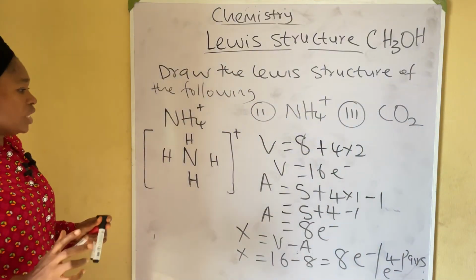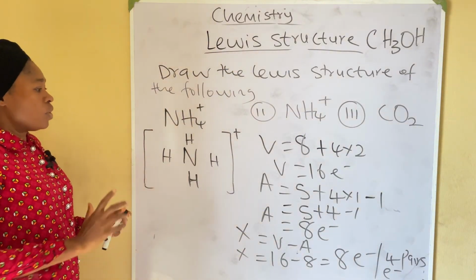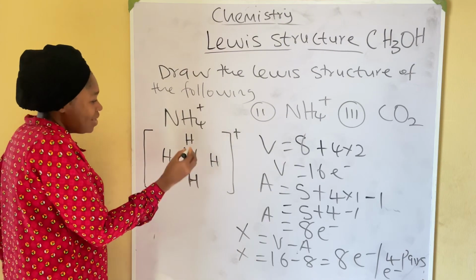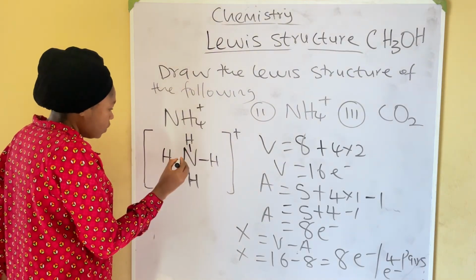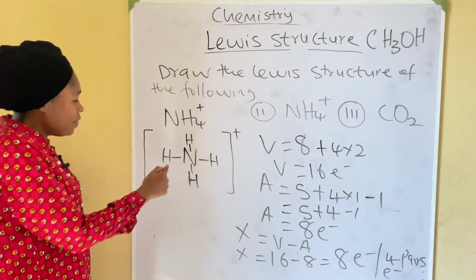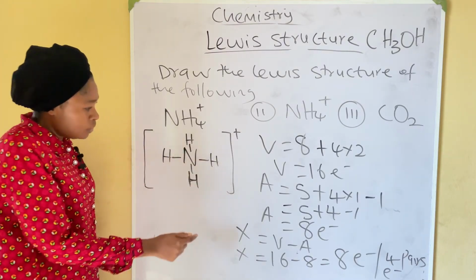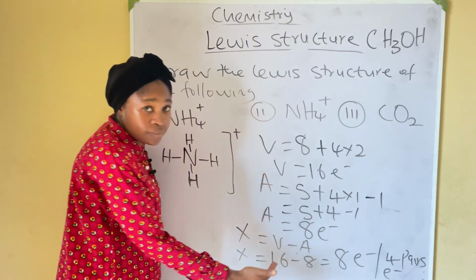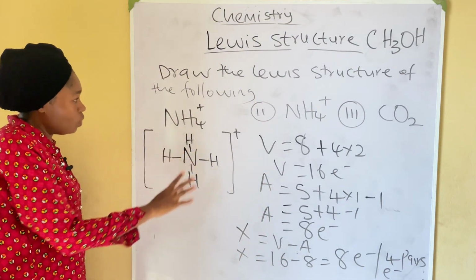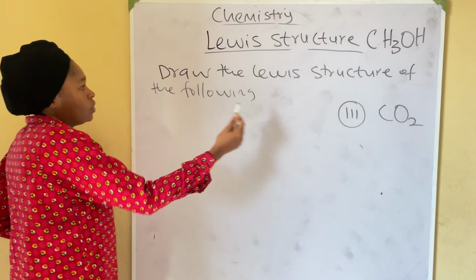So 4 pairs of electrons. Remember, you want to put it where? In the central atom first. Of course, don't have any other one outside it. So 1, 2, 3, 4. Remember, a single line represents 2 electrons. So how many do I have? 2, 4, 6, 8. What's the available electron? 8. So this is the Lewis structure for what? Ammonium ion.